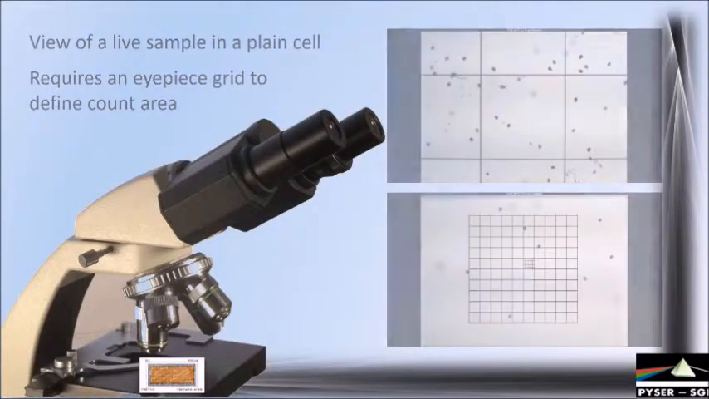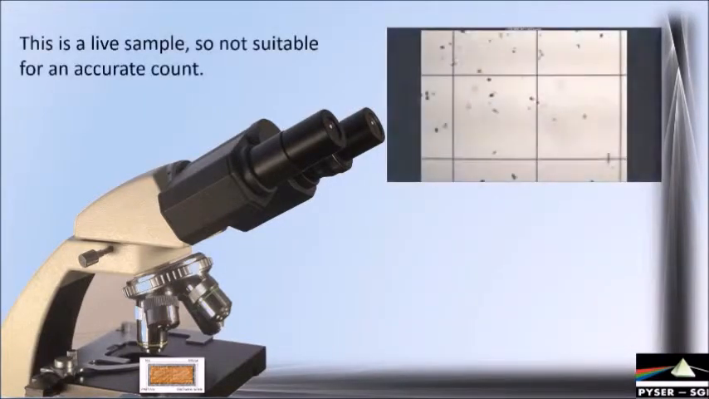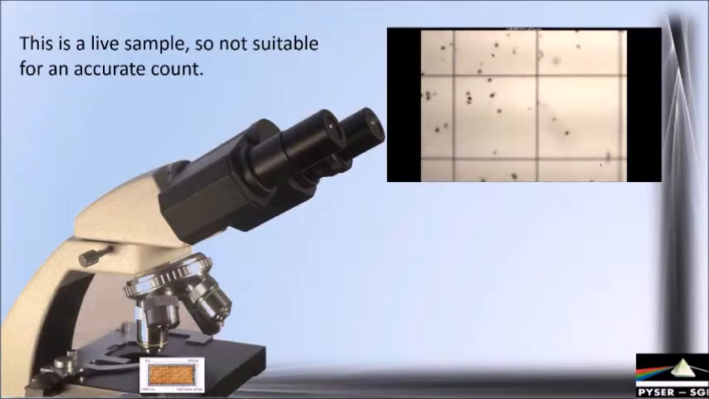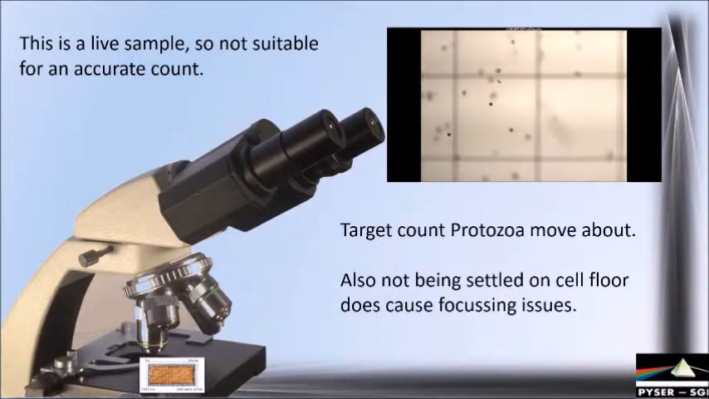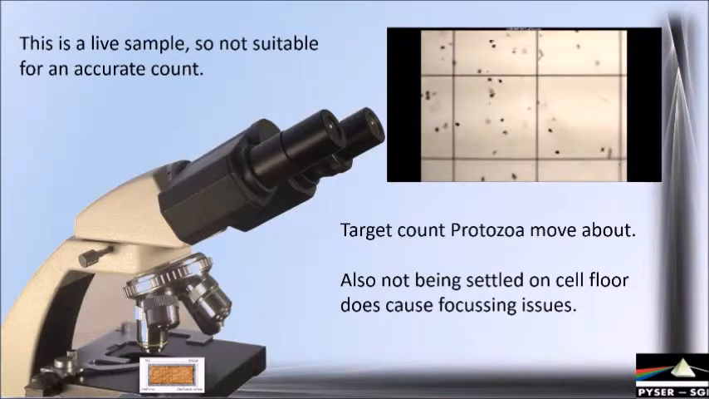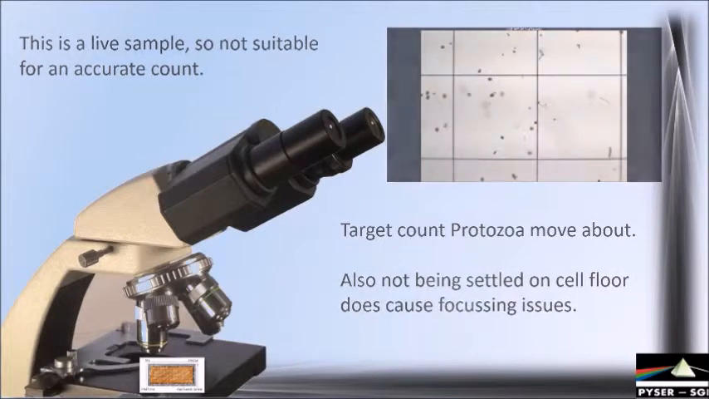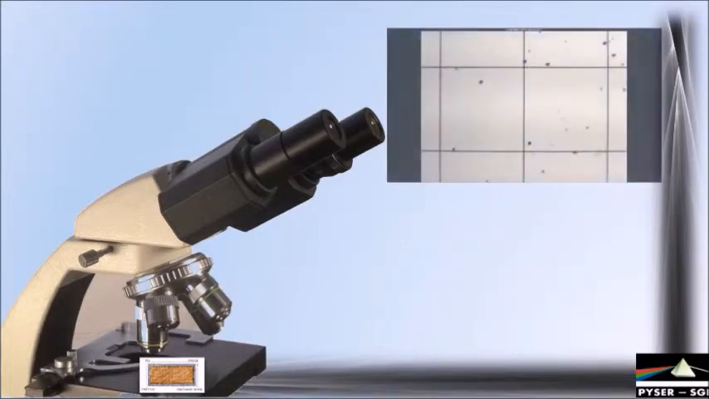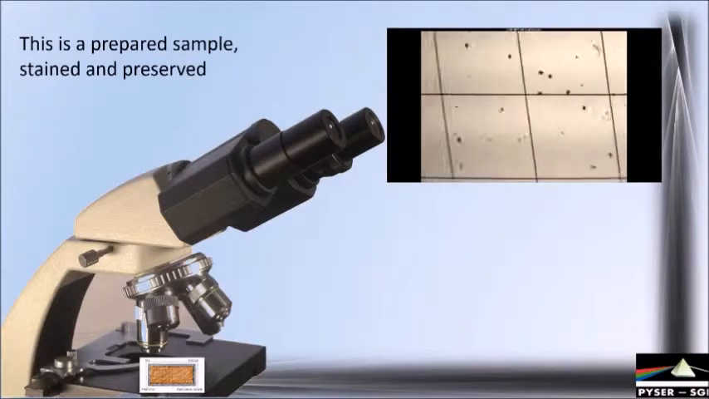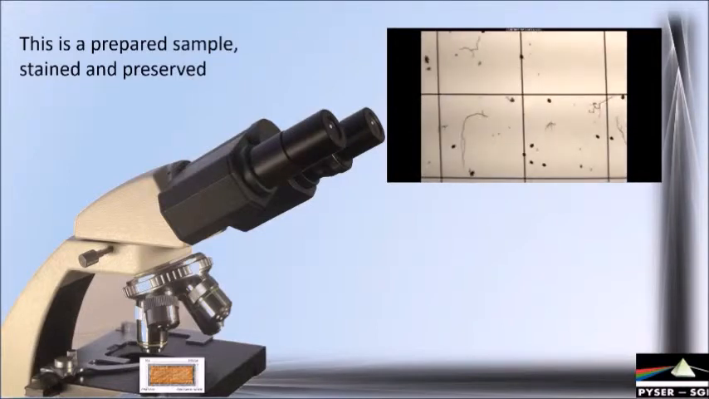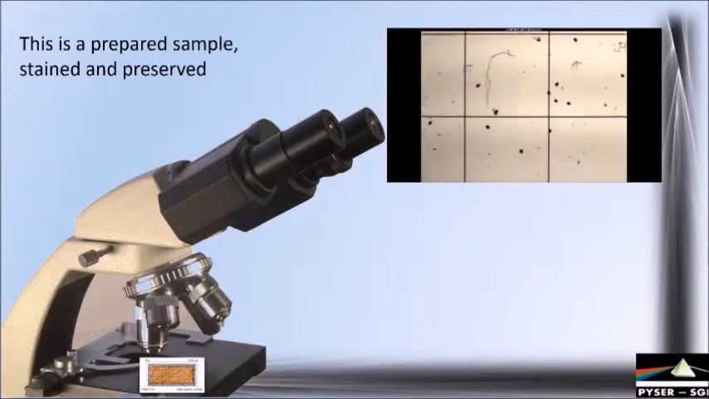Now I did say that these were live samples, as indeed this one is, and there are obviously difficulties in getting an accurate count. The first thing, of course, is that the protozoa are moving around and they are swimming within the 1 millimeter depth of the water, so some are in focus, some are out of focus due to depth of field. So what we really need to do is preserve and stain the sample to make it prepared so that everything sits nice and still. Or if you prefer, dead.